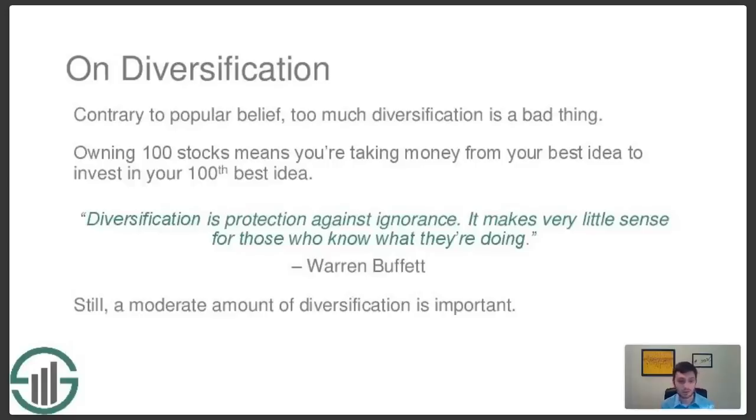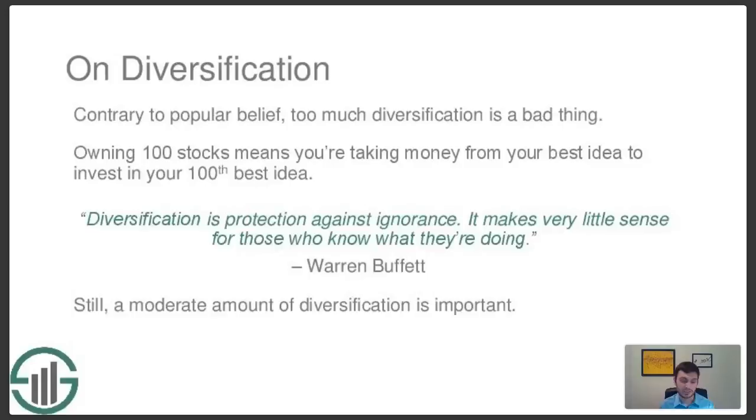And the quote below from Warren Buffett says, "Diversification is protection against ignorance. It makes very little sense for those who know what they're doing." And this is absolutely true. The amount of diversification you need is related to your skill as an investor. So Warren Buffett holds an extremely concentrated portfolio. I think he has over 50% of his wealth in 3 or 4 stocks in the Berkshire Hathaway portfolio. And you can get exact numbers elsewhere, but it's close to that.